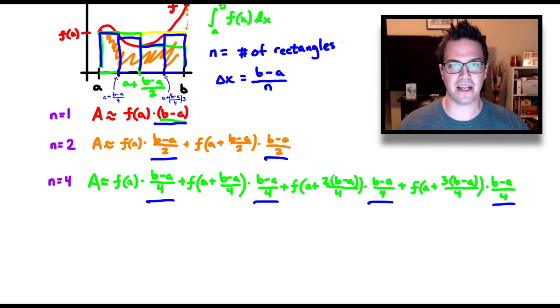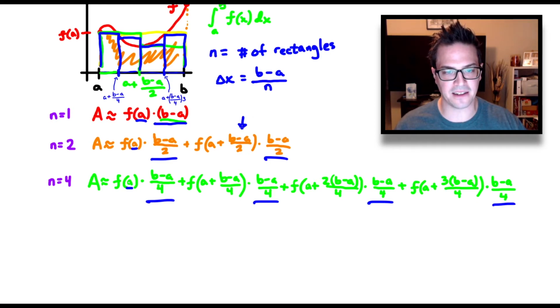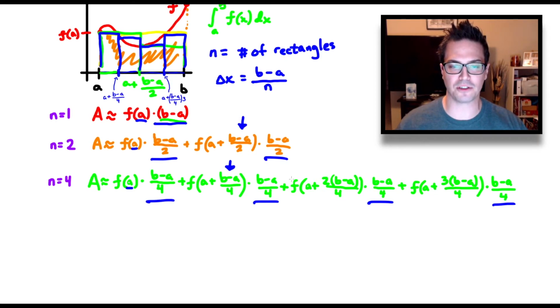Okay, the next pattern that I want you to see is, the first input for the f right here is just a. That's a for all of them. And then as soon as you have another one, you're basically just adding that delta x each time. We're adding a multiple of delta x. This one only has 2, so we're adding 1 multiple of that delta x. This one, we're adding 1 multiple here, and then there's a little 2 here. The 2 and the 4 cancel, so that's how you get this b minus a over 2, this part right here. But it goes 1, 2, and then this other one right here is 3.